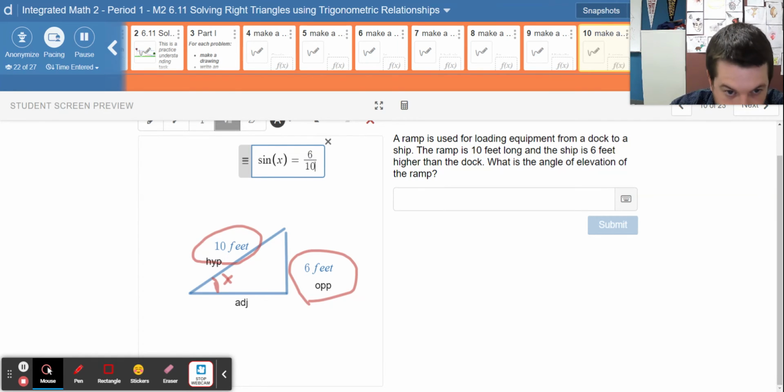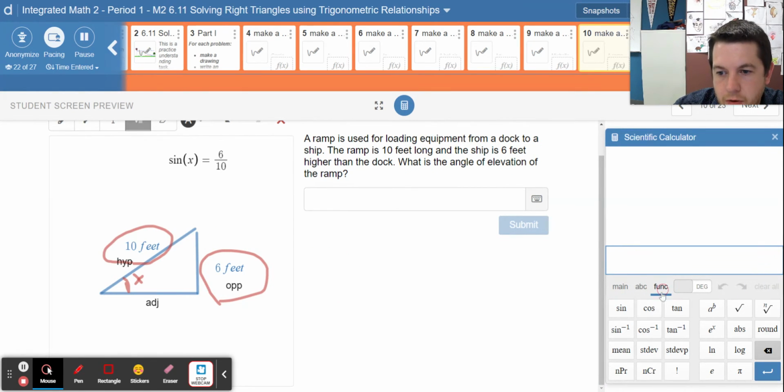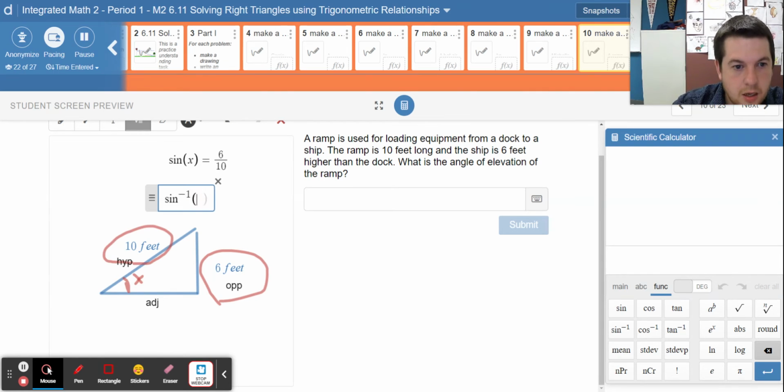I know that. So how can we find the angle measure? Well, the inverses are how we can work backwards. So if I go to the functions, we'll find the inverse. If I write this out, what that means is sine inverse of our ratio, 6 over 10, will equal our angle measure.